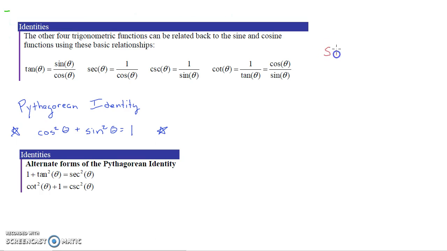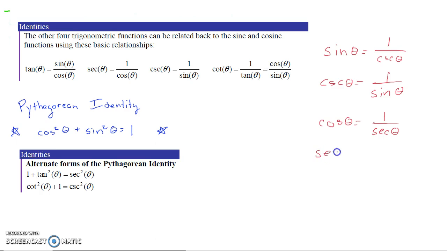They're actually pretty easy. We know that sine of theta is equal to the reciprocal, or 1 over cosecant of theta. And then we know that cosecant of theta is equal to 1 over sine of theta. Again, the reciprocals of each other. Likewise, cosine of theta is 1 over secant of theta, and secant of theta would be 1 over cosine of theta. Lastly, tangent of theta is equal to 1 over cotangent of theta, which would mean that cotangent of theta is also equal to 1 over tangent of theta.